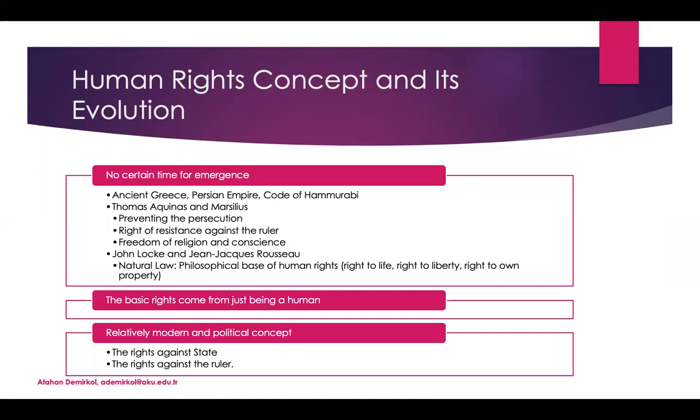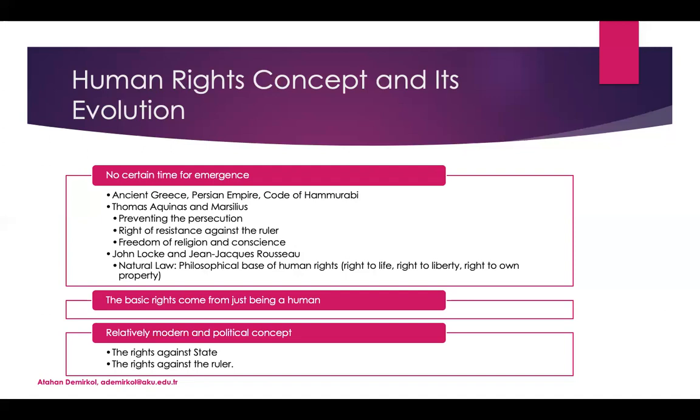For some scholars, it's Persian Empire. For some scholars, it's something else. So there is no certain time, like a universal definition of the emergence of the human rights concept. There is nothing like that.